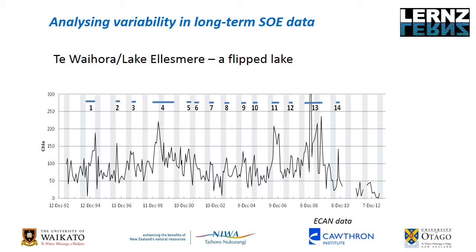So the way to do this is to actually look at some of the time series in some different lakes. And what you see is that the time series for chlorophyll A, perhaps the best and most direct indicator of eutrophication, are very different in different lakes. The lakes behave extremely differently with regard to how chlorophyll A varies over time. For example, our first example here is Tiwaihora Lake Ellesmere, and this is a lake that is flipped, so it's actually in a very degraded state, as you can see, with the very high chlorophyll levels.